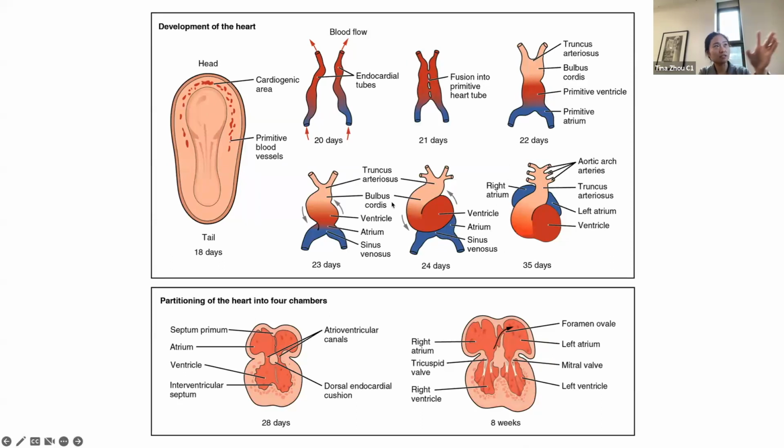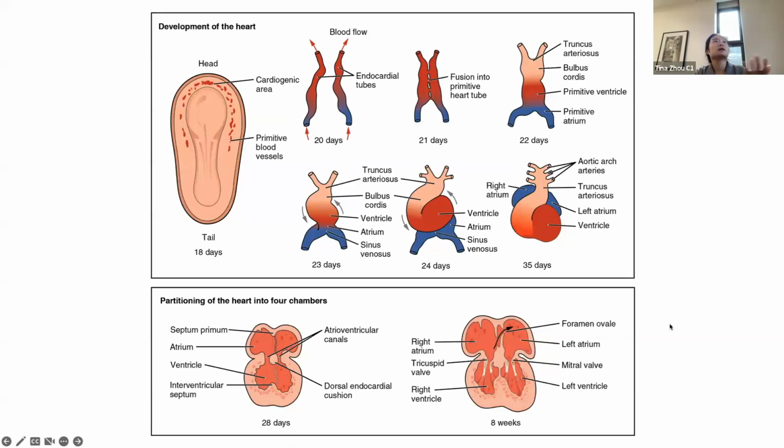As it rotates, you see that the atria go upward, more cranially, while the ventricle goes more caudally, around 35 weeks. This is just another cut of the primitive heart. We start out with the primitive atria and primitive ventricle, with no septum in between. The septum primum moves towards the endocardial cushion in the middle, and forms two layers that eventually form the foramen ovale.